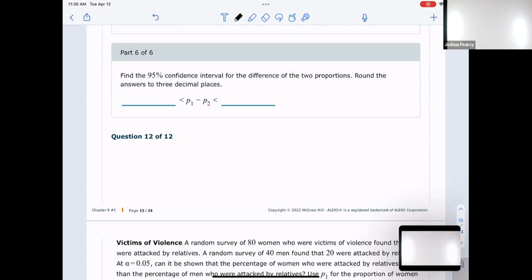Anyone get the lower limit? It's negative.